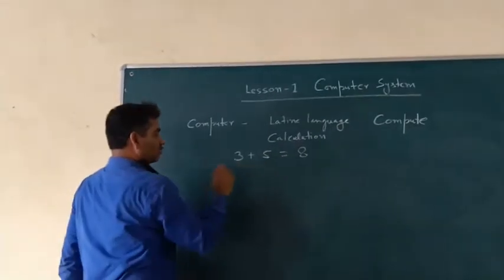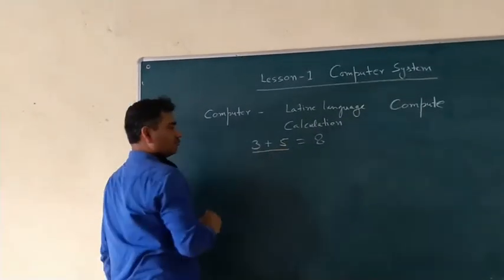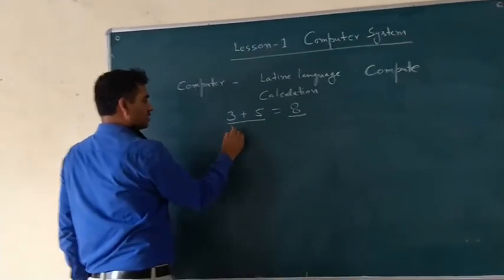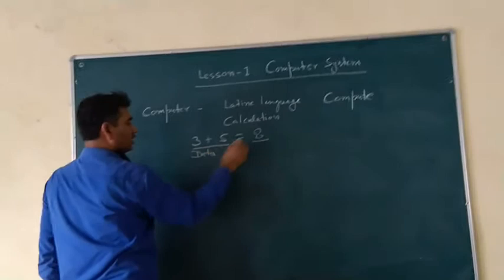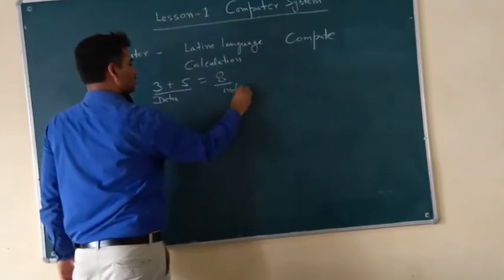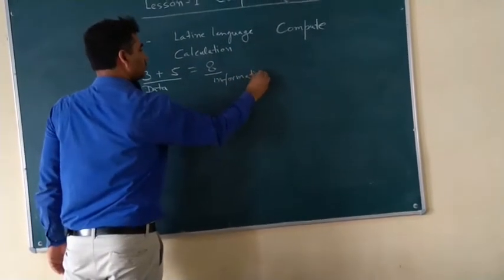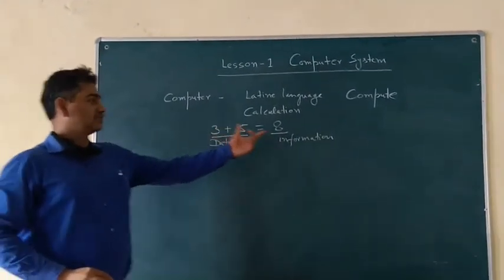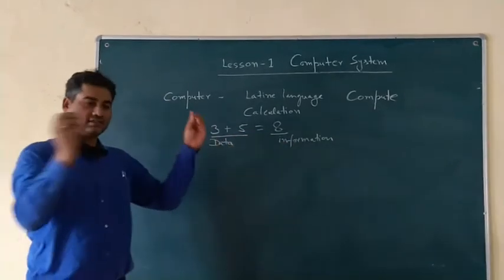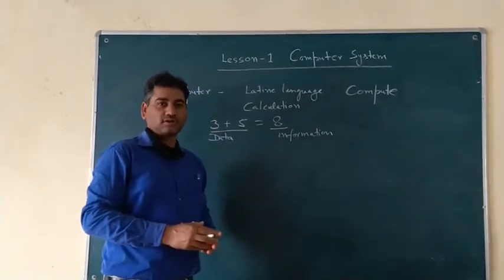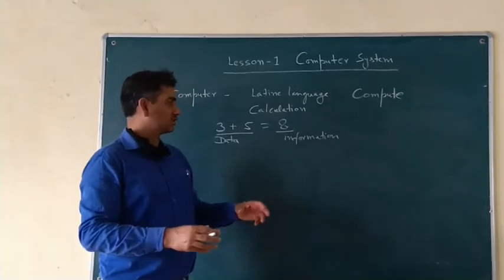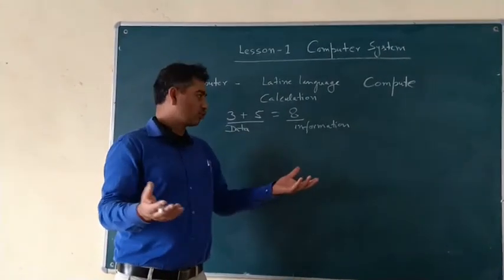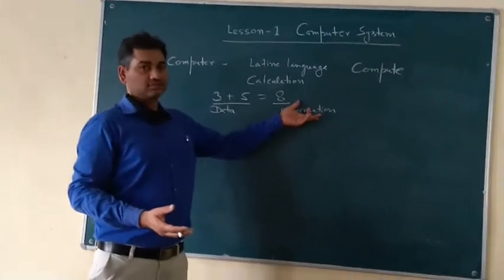So what is in calculation? There is some input and this is output. This part is called data and this part is called information. Data is what you give to the computer for computation, and this is the result that the computer gives you as output. This is the information.